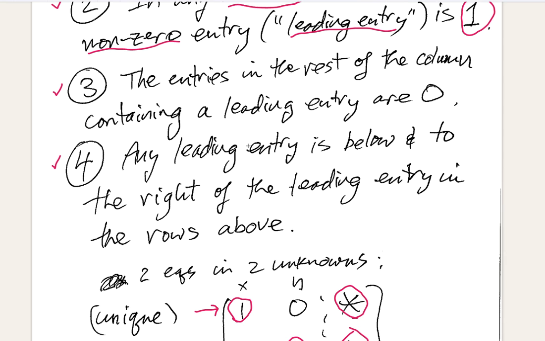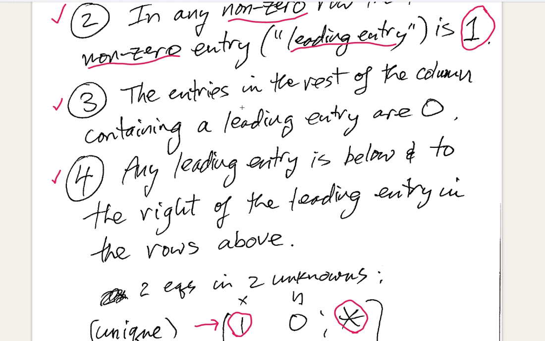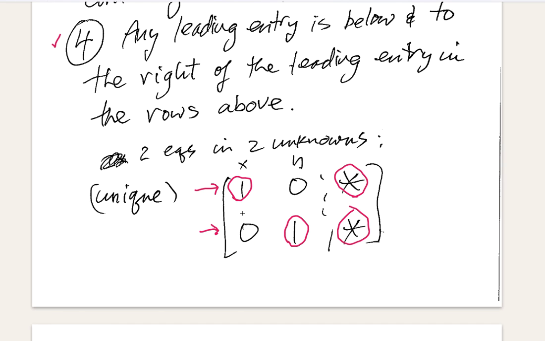Okay, number 3, is it satisfied? Are the entries in the rest of the column of a leading entry, are they 0? Well, here's a leading entry. I circled it, right? Is everything else in that column 0? Yep. Yeah, it looks like it. There's only one other element in that column, and that's a 0.